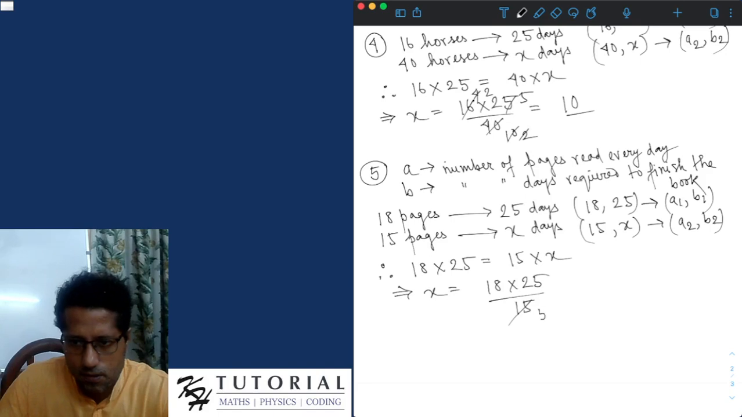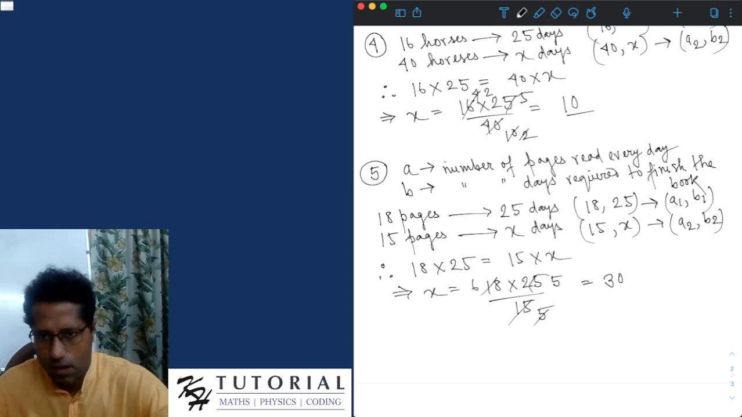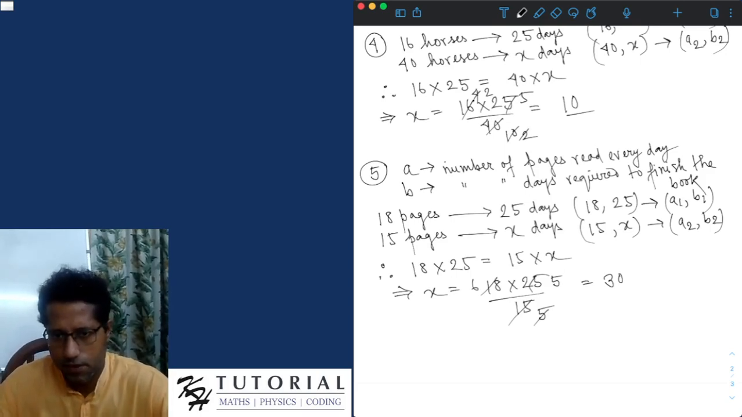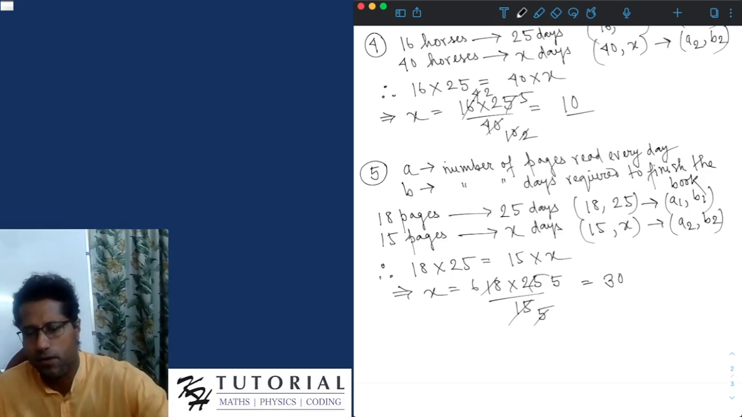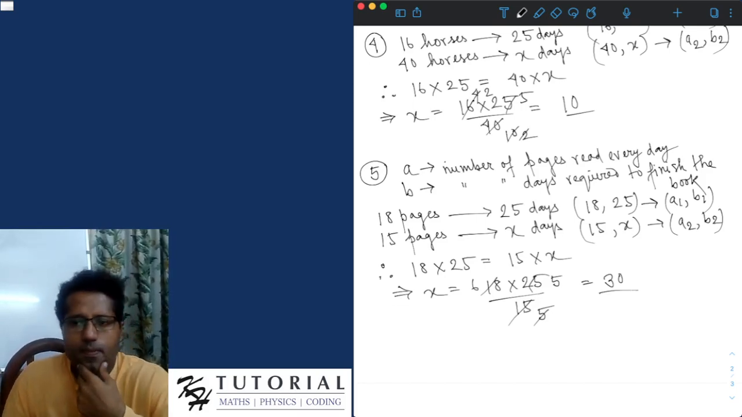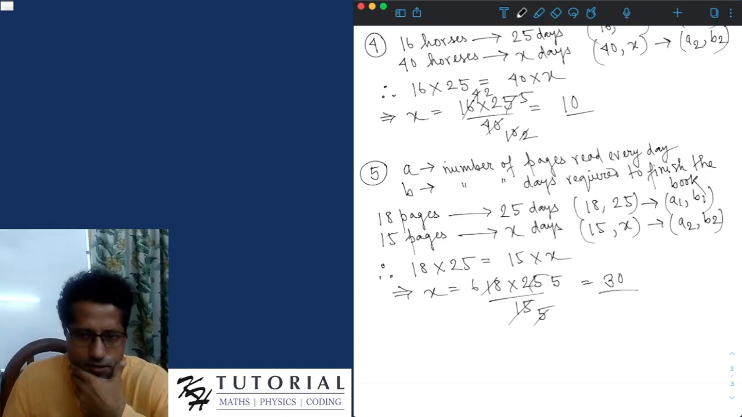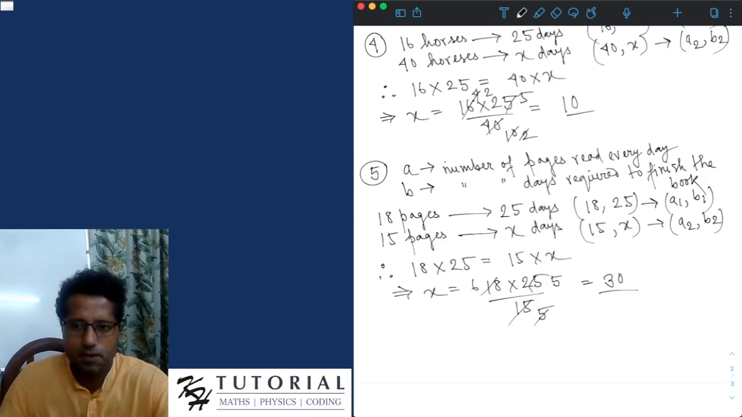This is 6, 5, this is 30. So definitely, if the girl was reading 18 pages and she was completing the book in 25 days, now if she reads a smaller number of pages per day, that is 15 pages, then definitely she will take more than 25 days, and our answer is 30. So it is fine. The girl will complete the book in 30 days if she reads 15 pages per day.